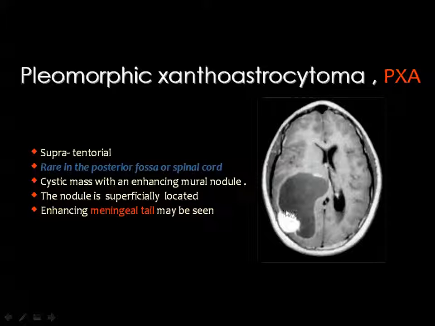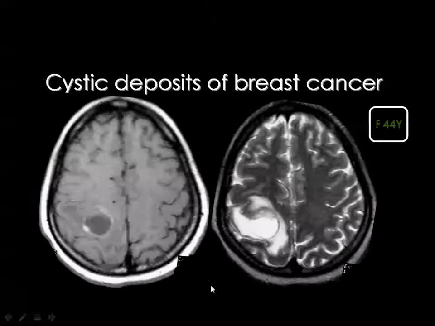And the mural nodule should have a superficial location on the surface of the brain, either the lateral surface or the medial surface. Being intimately related to the meninges, it may show a meningeal tail, and the nodule, remember this, should be superficially located. Then cystic metastasis can occur from primaries like the breast cancer and so on.